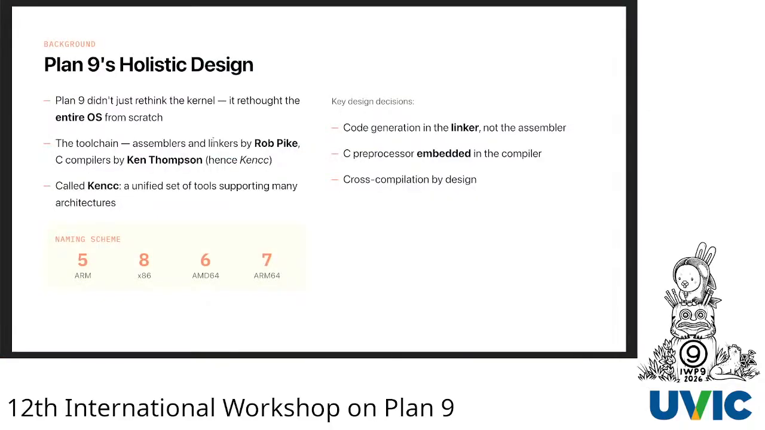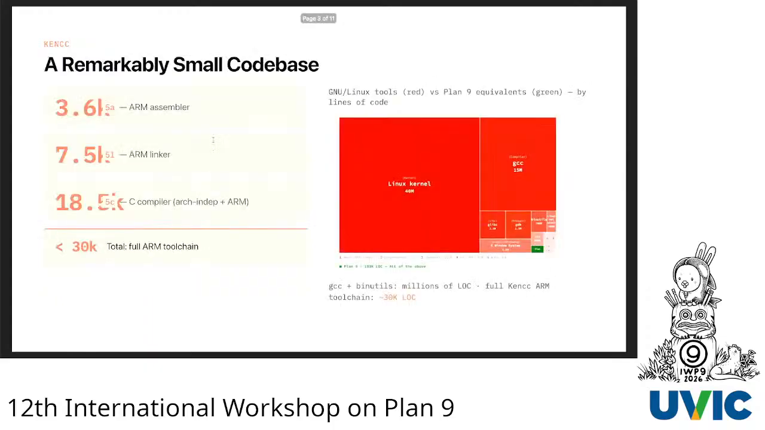In the rest of the talk, I will use the term Kencc for the Plan 9 toolchain, the set of tools to support many architectures and to assemble, link, and compile. One remarkable thing about the Plan 9 toolchain is that it's incredibly small. The assembler is about 3,000 lines of code. The ARM linker is 7,000 lines of code. For the C compiler, if you take the architecture-independent part and the ARM-specific part, it is 18,000 lines of code. So in total, the full ARM toolchain is less than 30K.